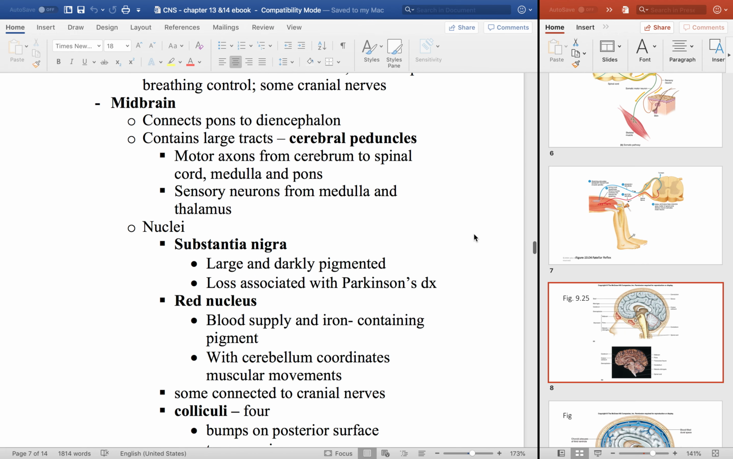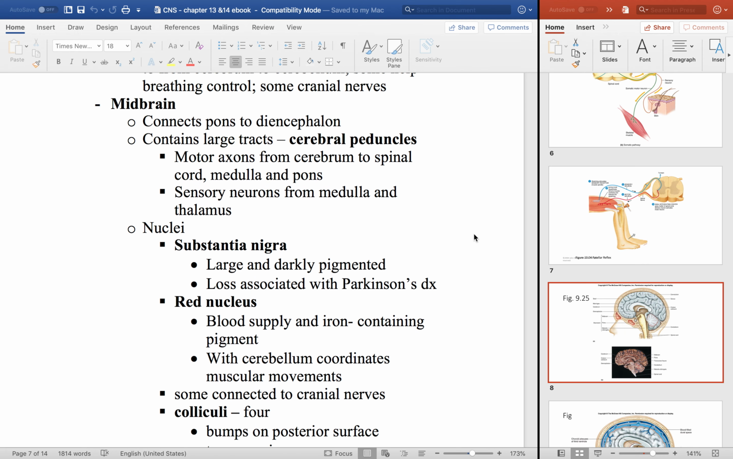Then the third part of the brain stem is the midbrain. It has a direct connection to the diencephalon. Remember, that's the part that we cannot see unless it's cut in a mid-sagittal section. It contains some large tracts called the cerebral peduncles. So we've got a sensory one and we have a motor one.